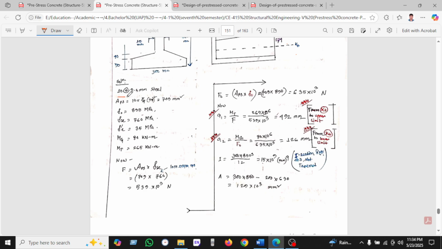We can see all the information is given here. Now we can calculate the force, which is the area times the stress, and found in this below.